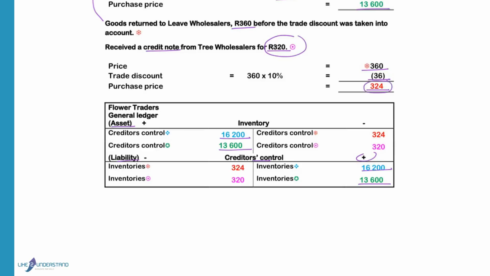On the calculation that we made to determine what was the value of the inventory that we purchased, we will credit inventory to reduce the inventory on the credit side, and we will debit creditors control to decrease the amount that we owe the creditors on the debit side. The credit note from Tree wholesalers, they gave us the amount so we don't have to do a calculation. So we will credit inventory and debit creditors control with the full amount.